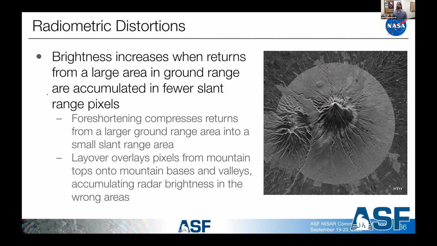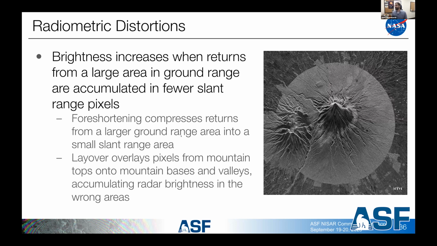And so those geometric distortions lead to radiometric distortions, because we have condensed large areas into a smaller number of pixels, and along with just those pixels being condensed, we've also accumulated all of the backscatter returns from those areas into those smaller areas. We end up with often drastically increased amplitude in those areas.